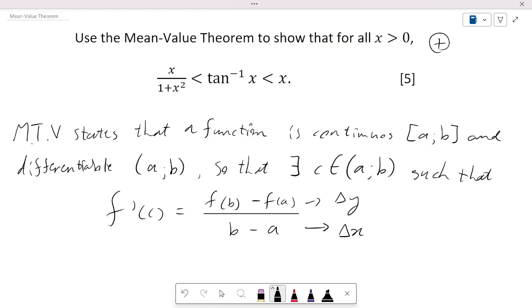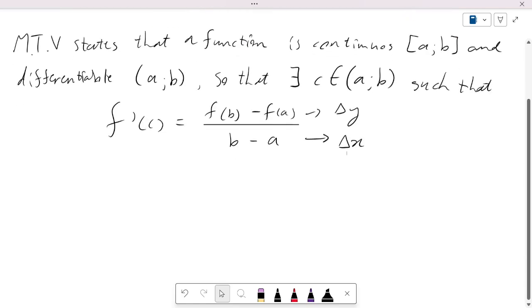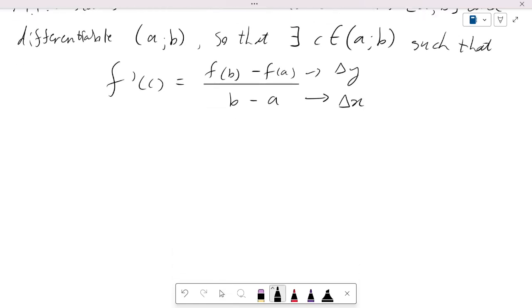Okay, so mean value theorem states that a function is continuous in the closed interval of a to b, and differentiable in the open interval a to b, so that there exists a c value that lies between a and b, such that f prime of c is equal to f of b minus f of a all over b minus a. Okay, now that we have stated it, we also got the conditions inside of that theorem.